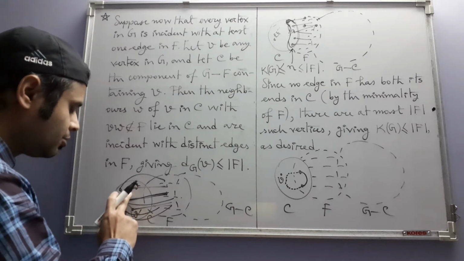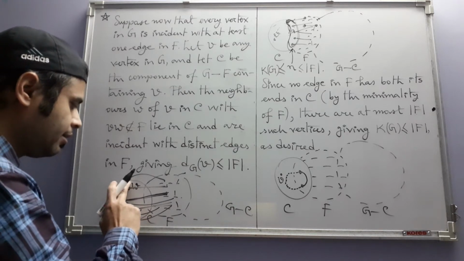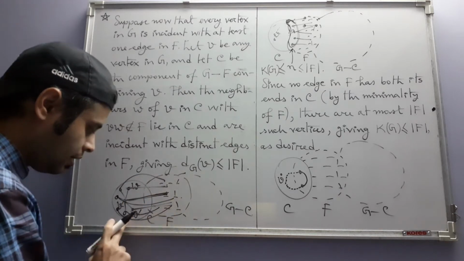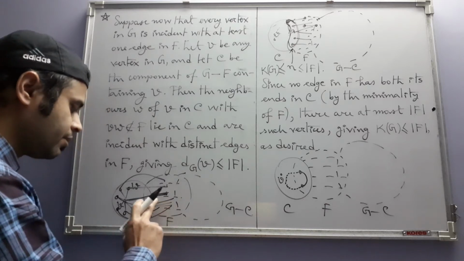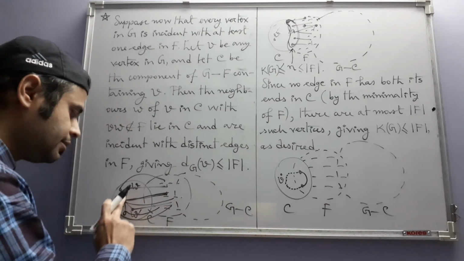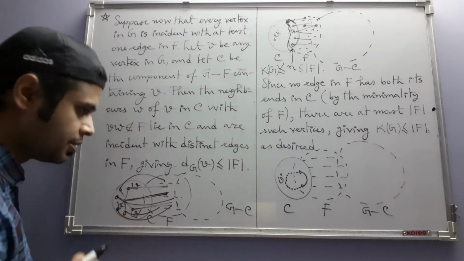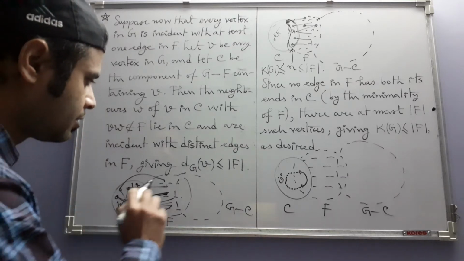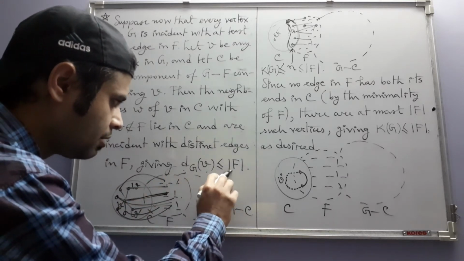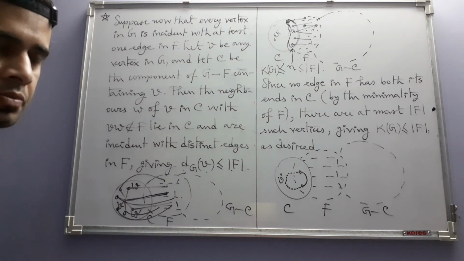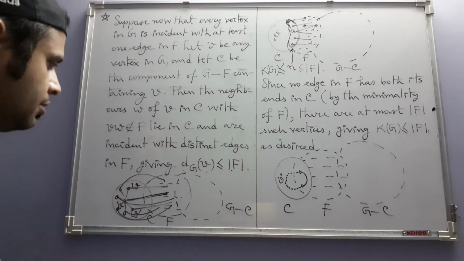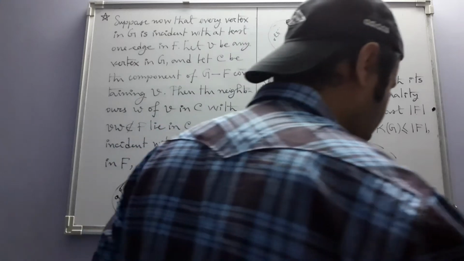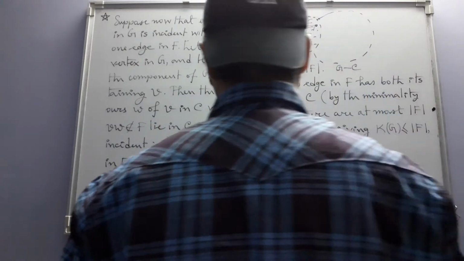So we should have at least as many edges in F as we have edges that are incident with V. In other words, this should be less than or equal to this. Okay. Now how can we use this inequality?